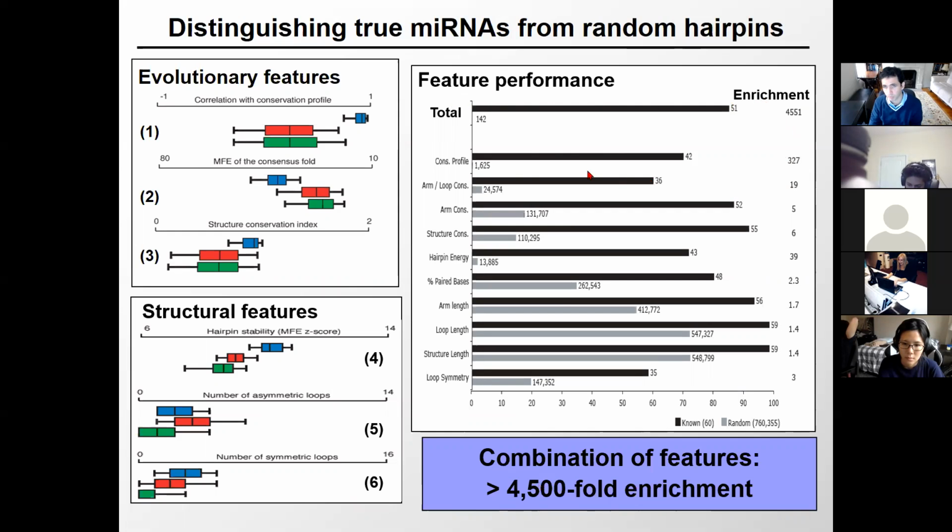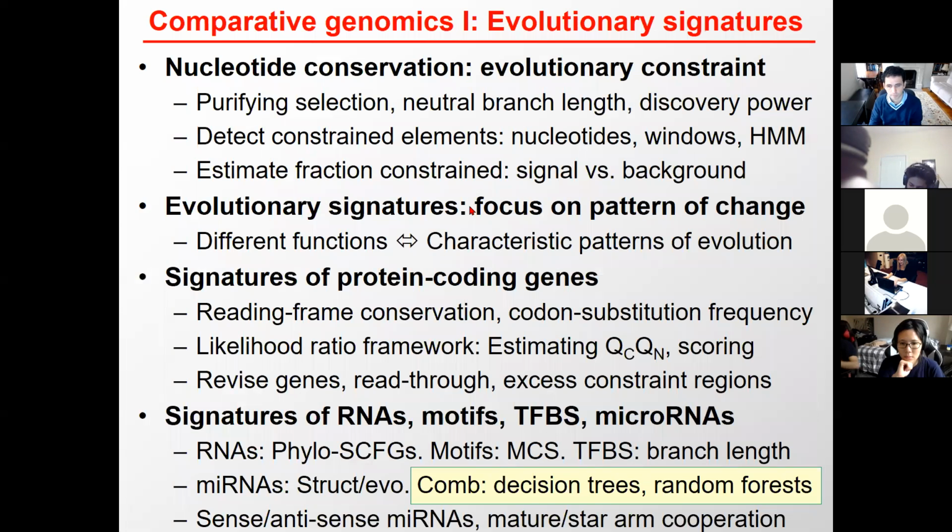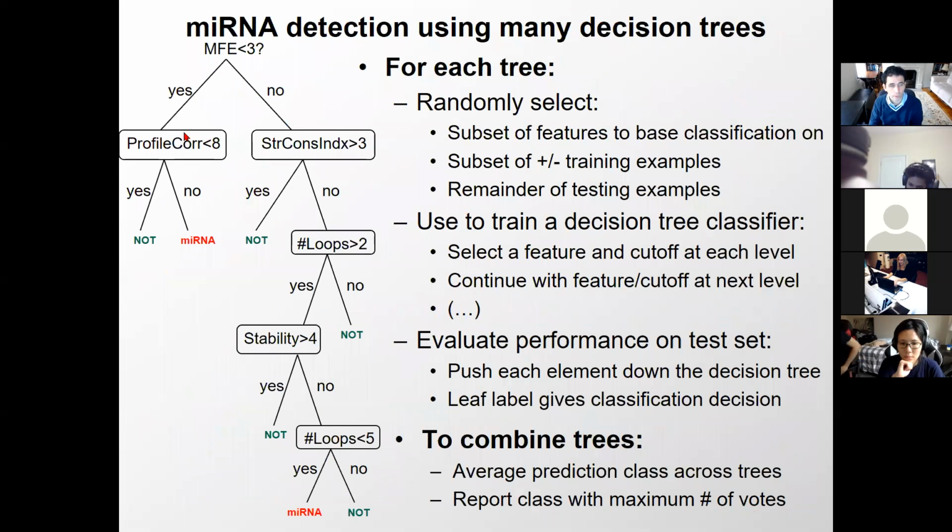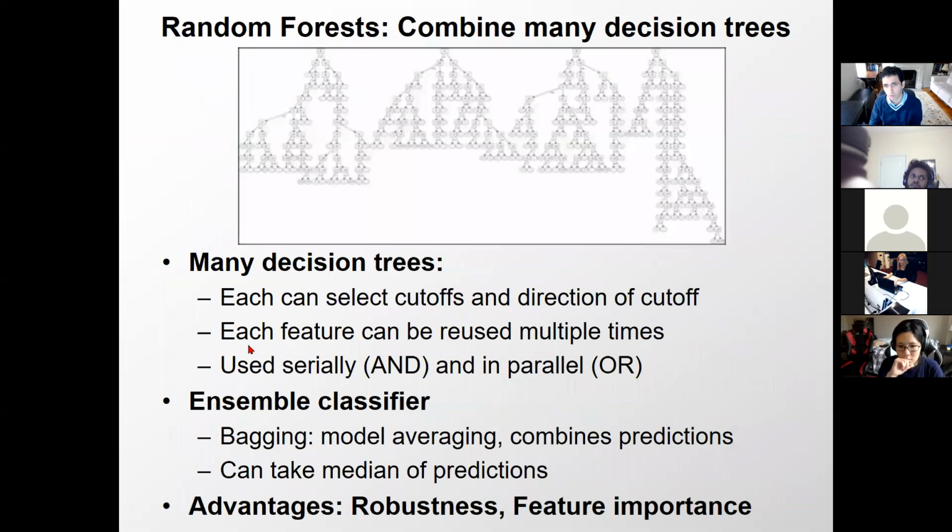Most of it is coming from the conservation profile, but also from the hairpin energy, from the arm versus loop conservation, and so on and so forth. So we basically can put these together into a decision tree, which basically allows you to now learn whether something is a microRNA or not by combining multiple decision trees. And that's what random forests are based on.